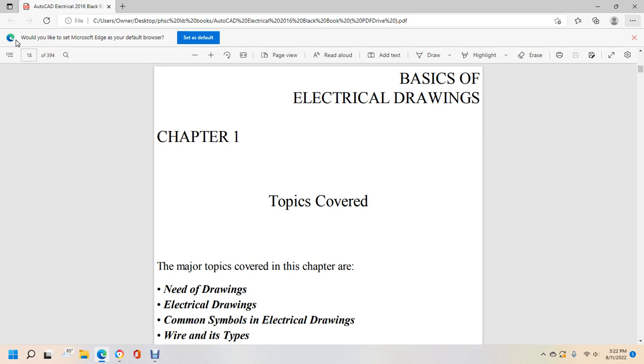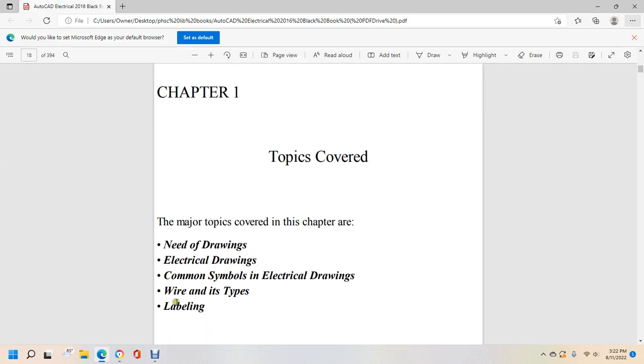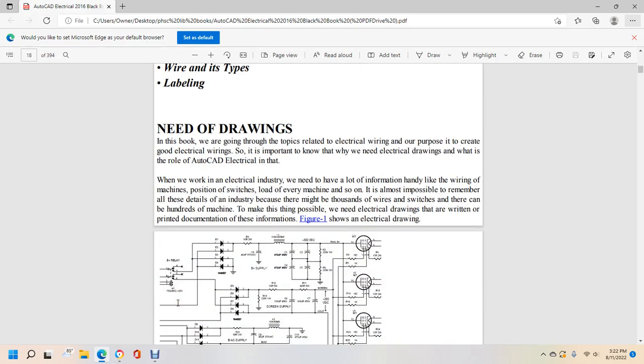Chapter 1. The major topics covered in this chapter are the need for drawings, electrical drawings, common symbols of electrical drawings, wiring types, and labeling. Need of drawings. In this book, we're going to go through the topics related to electrical wiring, needed for the creation of good electrical wiring. So it is important to know the electrical drawing.